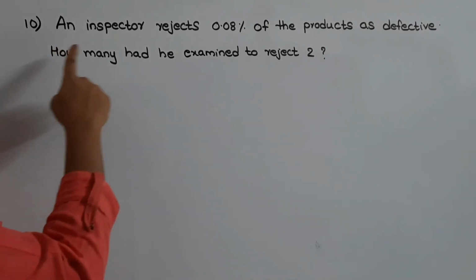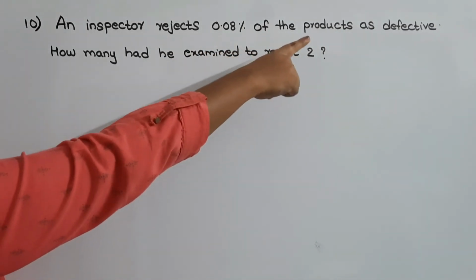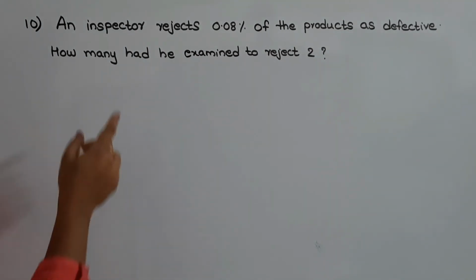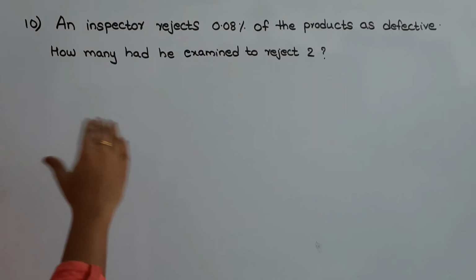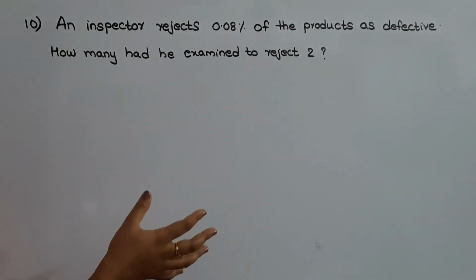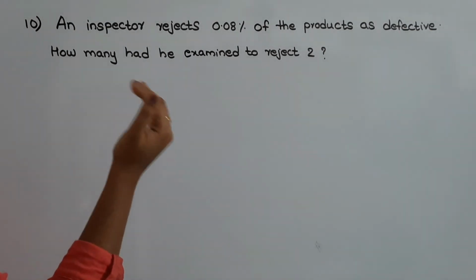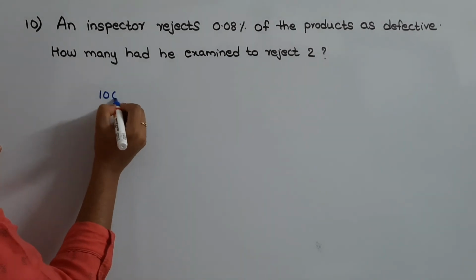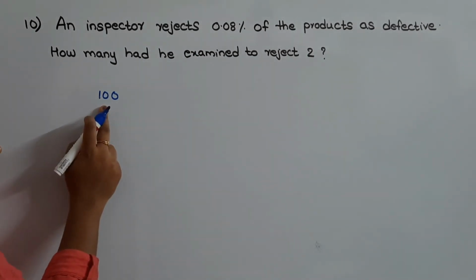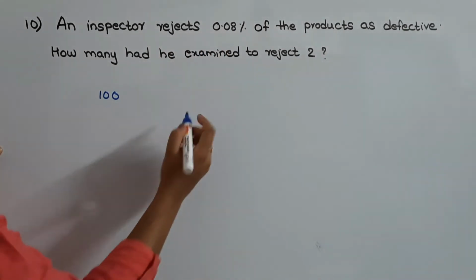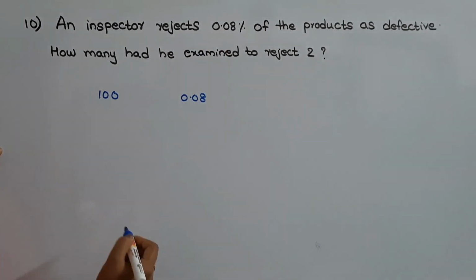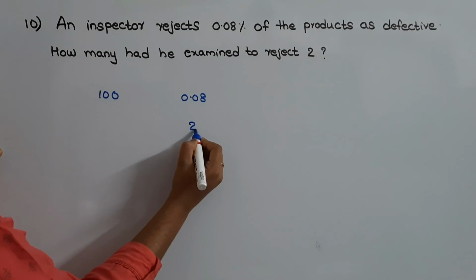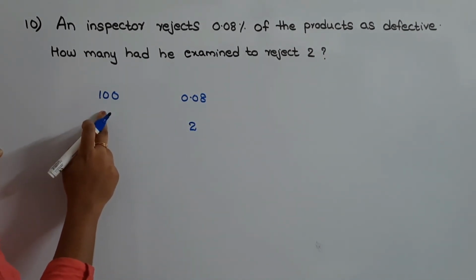The next question is, an inspector rejects 0.08% of the products as defective. How many had he examined to reject 2? In this question they are telling that an inspector rejects 0.08% of the total products which he had examined. We need to find out how many had he examined if he had rejected 2. So let us consider the total number of products which he had examined as 100. Then the number of products which he had rejected will be 0.08. But in the question they are telling that the number of products which he had rejected was 2. So what will be the total number of products which he had examined?